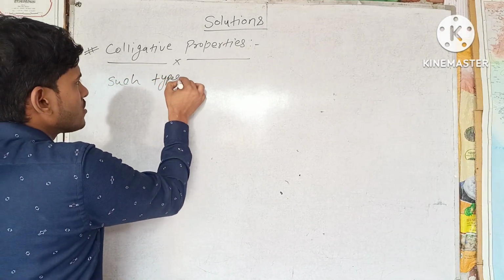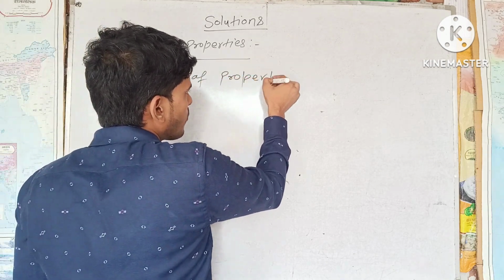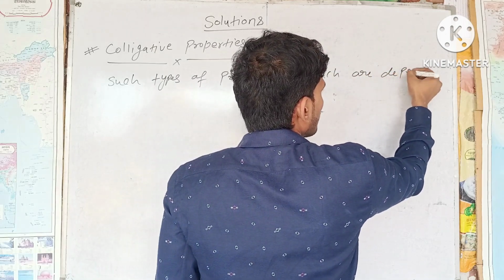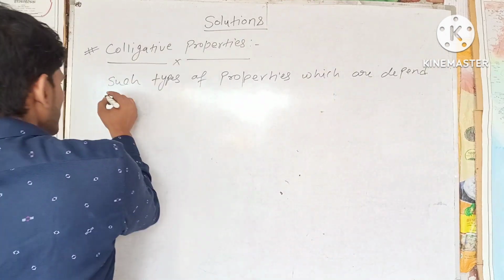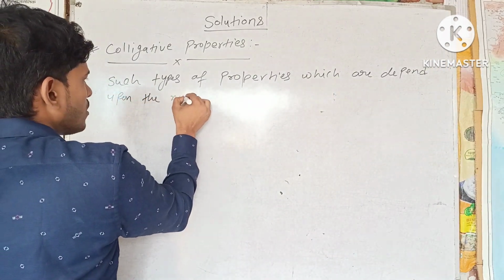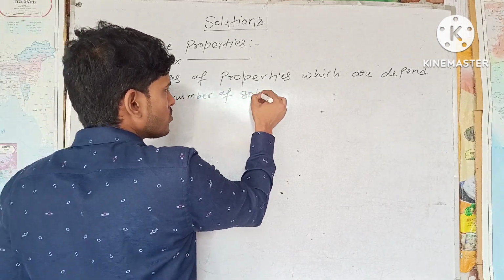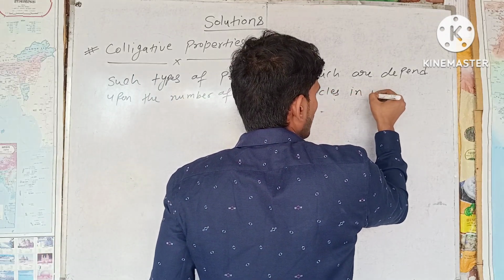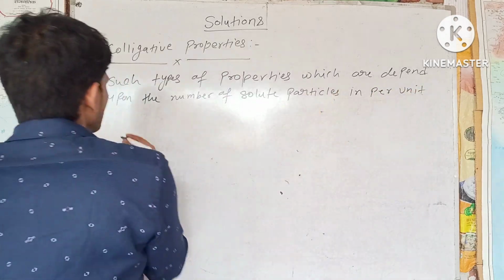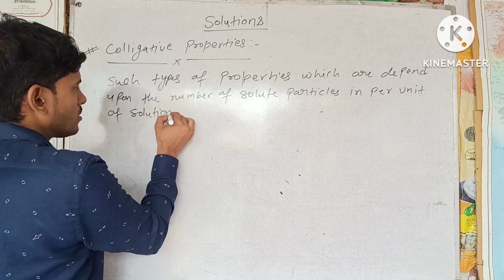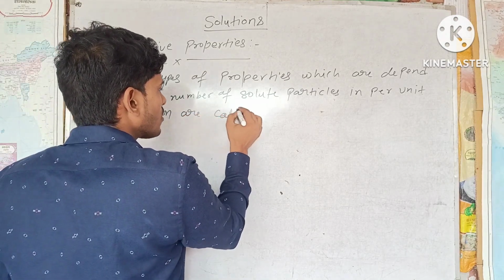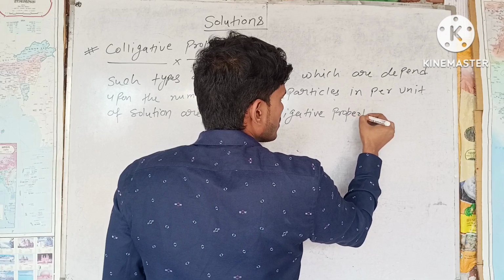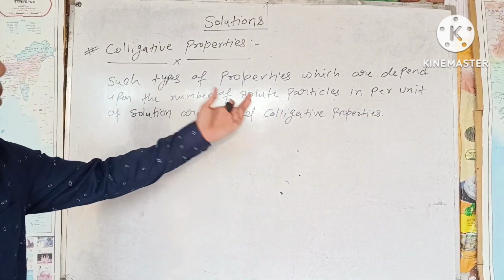Such types of properties which depend upon the number of solute particles per unit of solution are called colligative properties. Okay, so this is the definition of colligative properties.